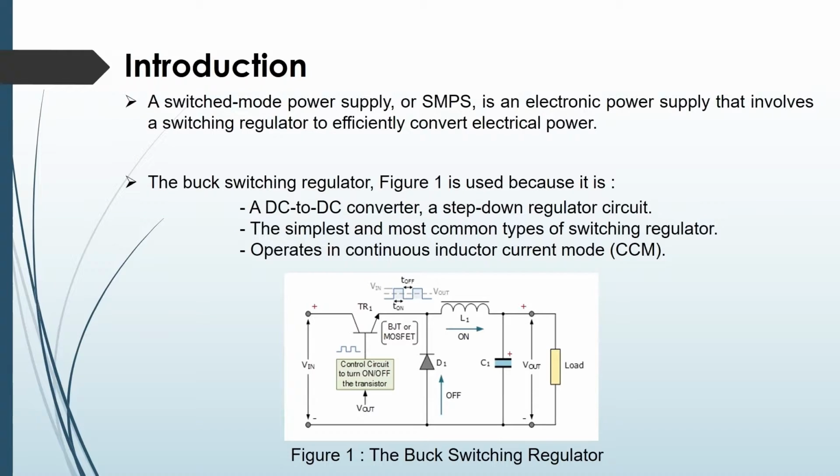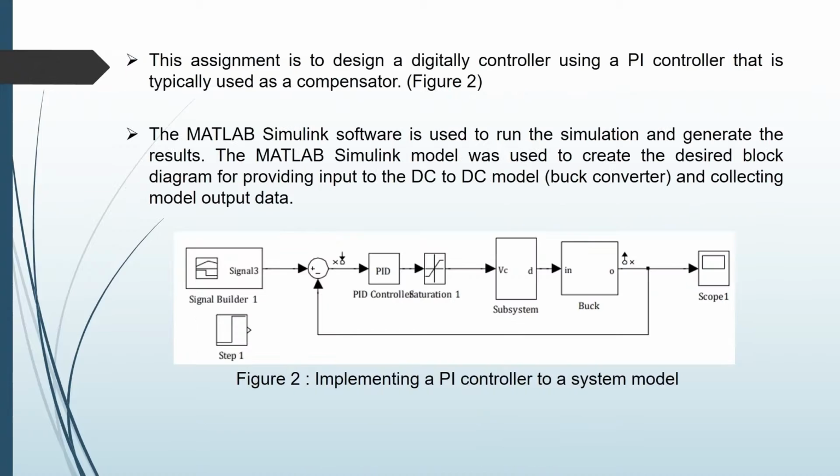A switch mode power supply or SMPS is an electronic power supply that involves a switching regulator to efficiently convert electrical power. The buck switching regulator, as shown in figure 1, is used because it is a DC to DC converter and a step-down regulator circuit because it is designed to efficiently reduce DC voltage from a higher voltage to a lower voltage. Next, it is the simplest and most common type of switching regulator. And the last one, it can operate in continuous inductor current mode CCM.